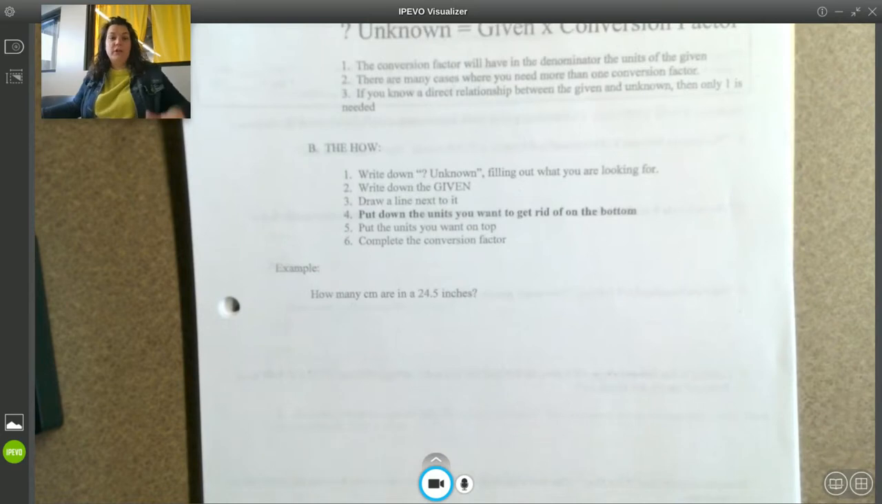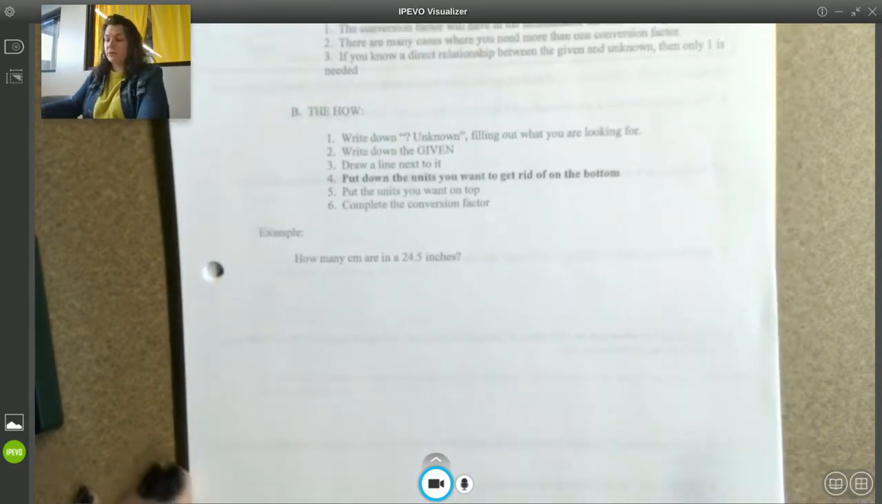We're going to write down question mark, what am I looking for? Write down the given. We're going to draw a line next to it with parentheses for our conversion. We're going to put the units that we want to get rid of in the bottom, put the units that I want in the top, and then we're going to complete the conversion factor. So let's look at an example. So we're just going to kind of do how we're going to do it.